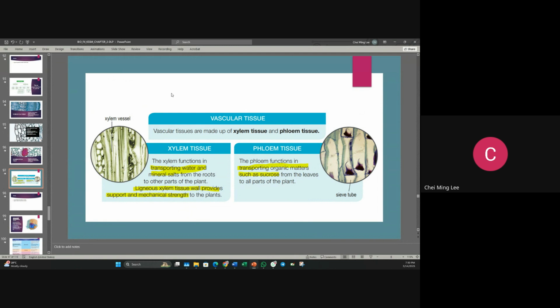Okay, all right. Vascular tissue, you don't need. Maybe you can just jot down vascular tissue like this. No need to copy this one.